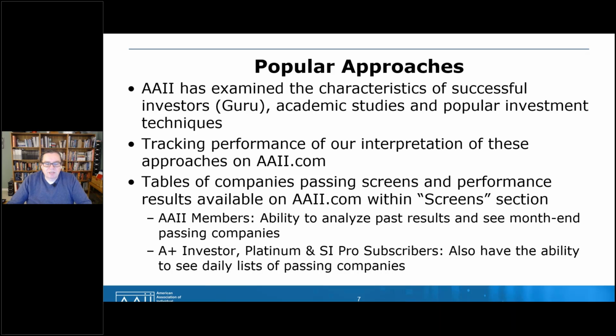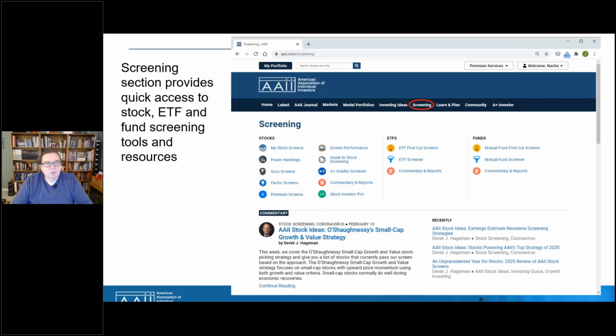We have some additional levels. The A+ Investor, Platinum, Stock Investor Pro subscribers, they have the ability to also look at the passing company results every day. They have a little bit extra ability as far as more frequent information. Whether or not once a month is good enough for you, if you're a value investor and you're looking at your portfolio quarterly, that could be all you need. If you want to take a look at a more active approach to your investing, perhaps you want the daily screens. So it's up to you as far as whether or not you find value in having the daily screens versus the month-end screens. So let's talk a little bit about our website.